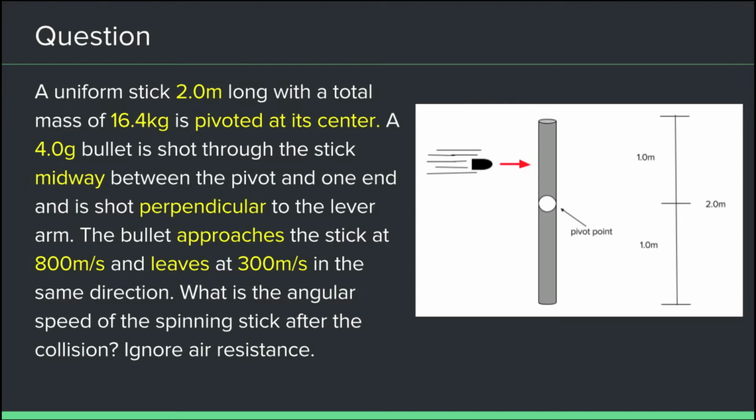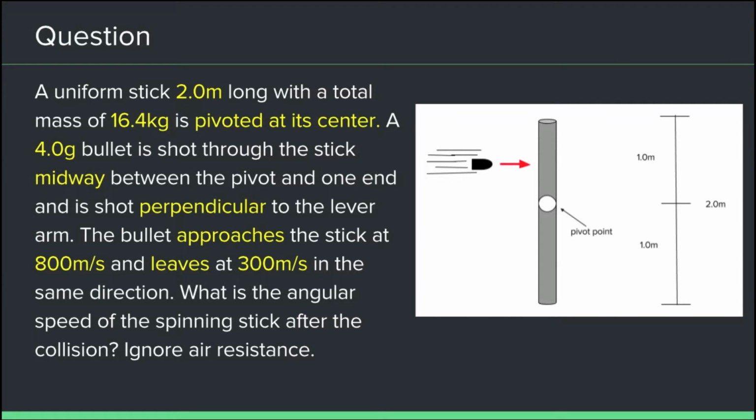A uniform stick that's 2 meters long with a total mass of 16.4 kilograms is pivoted at its center. A 4-gram bullet collides with the stick midway between the pivot and one end, and it is shot perpendicular to the lever arm. The bullet approaches the stick at 800 meters per second and leaves at 300 meters per second in the same direction. What is the angular speed of the intact spinning stick after the collision?